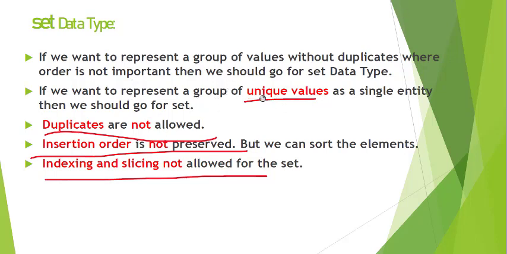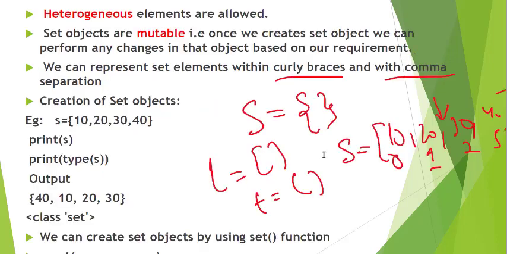In other words, we want a unique set of values. Duplicates are not allowed, and insertion order is not preserved. Okay, but we can sort the elements. Indexing and slicing are not allowed for sets. But heterogeneous elements are allowed. You can have strings, floats and ints mixed together. They are mutable. You can change them.